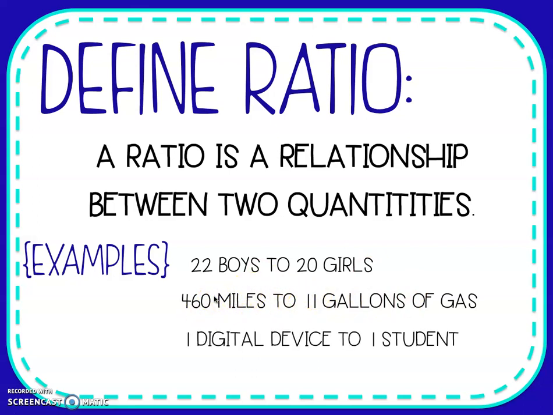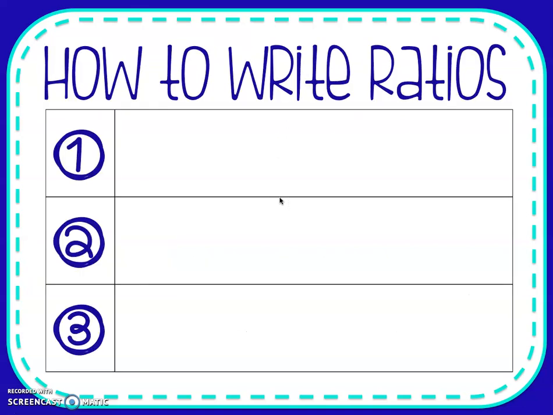One digital device to one student. That's a ratio. We're comparing one amount to another. 4 bears to every 5 foxes. So all of these are examples of what a ratio will look like. All it is is a relationship between two amounts. Okay. All right. So what we're going to focus on today is writing ratios, and there are 3 ways to write a ratio. And so you should be filling these in on your notes paper as we go.